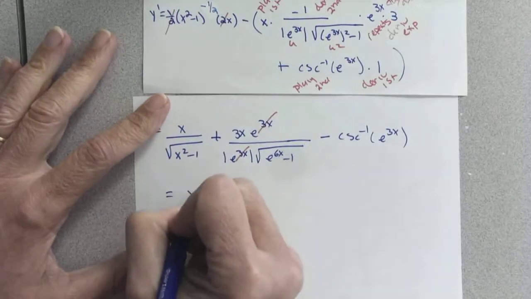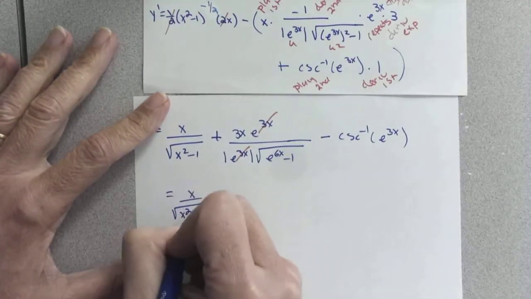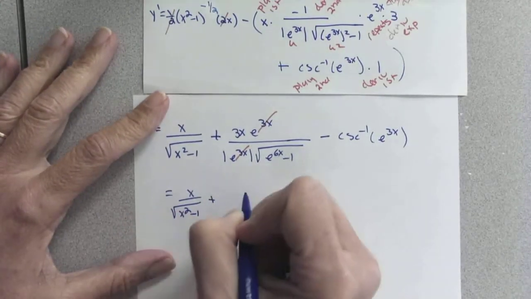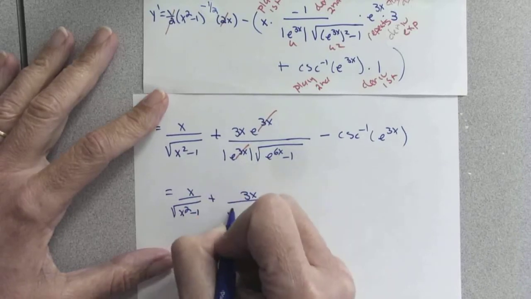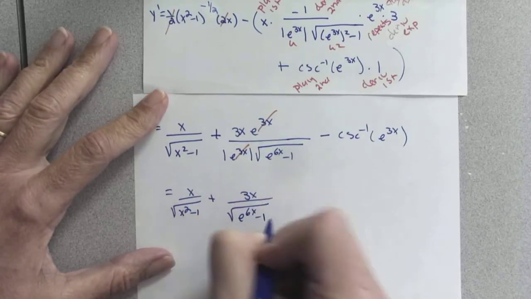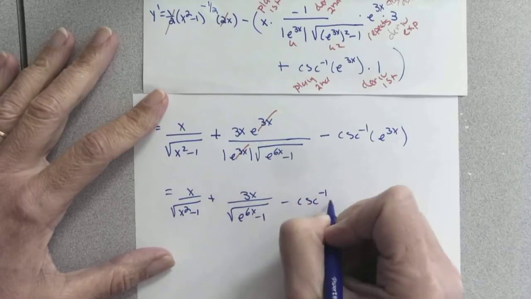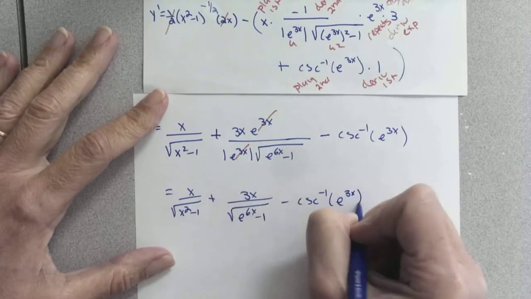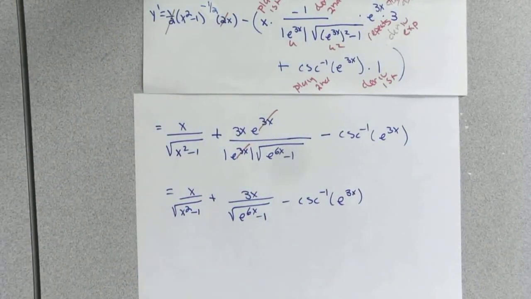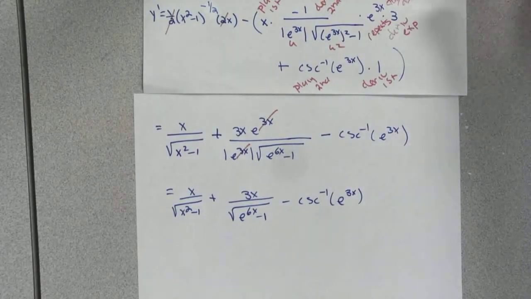And so pretty answer: x over the square root of x squared minus 1, plus 3x over the square root of e to the 6x minus 1, minus cosecant inverse e to the 3x. And we have differentiated that. And that concludes the end of this section.